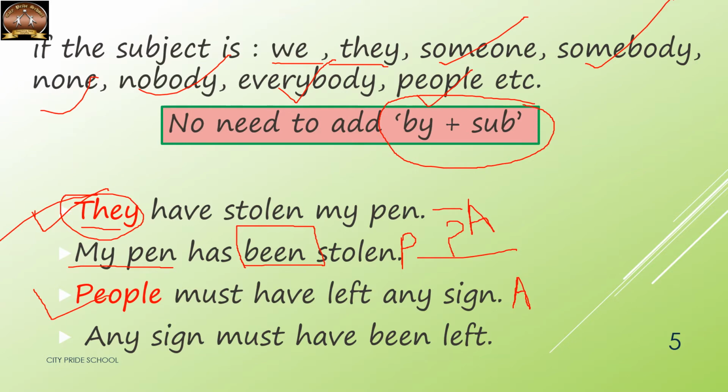This is active voice, right? The passive is: any sign must have been left. Again, "been", because the active voice is in perfect tense. So "by them" is not required in passive voice. You need not add it. If you do not add it, it will not be considered wrong, because the subject in the active voice is people.